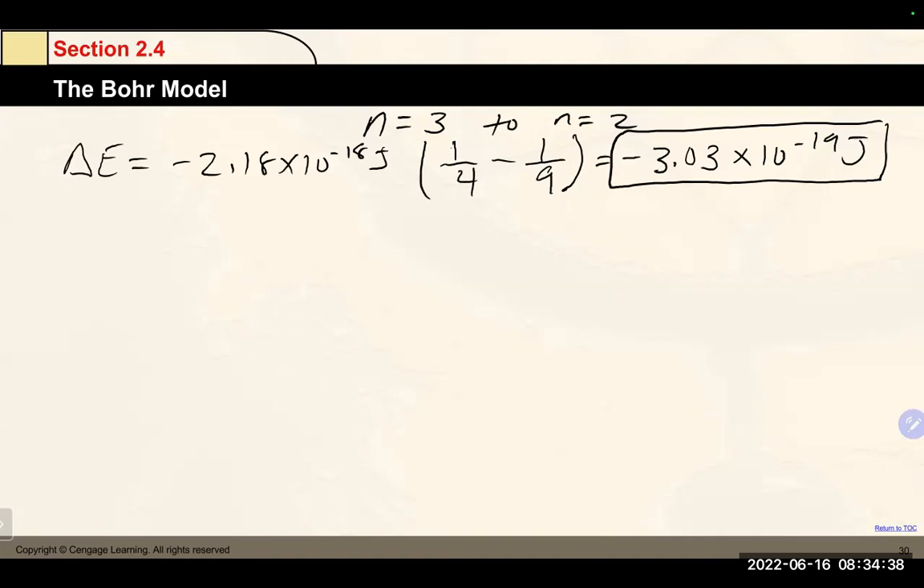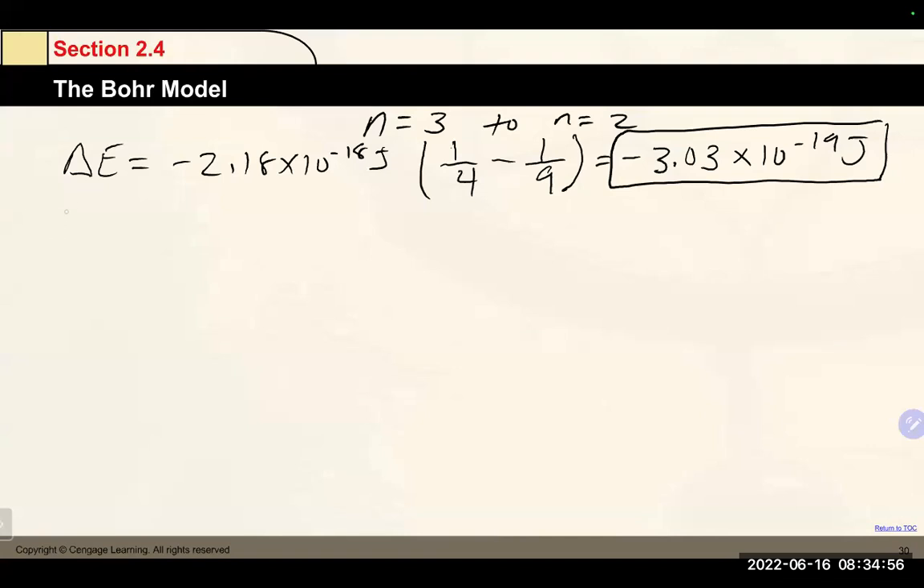Now, if this electron was going up in energy, the only difference would be that what's in the parentheses would switch, and pretty much the sign would change, and we would end up with a positive value if we were going in the opposite direction. Any question on that one there? All right.